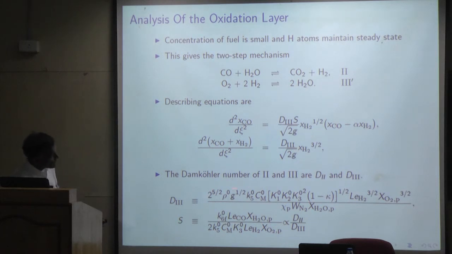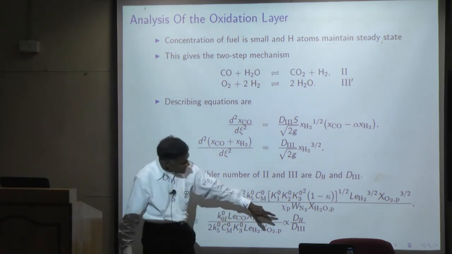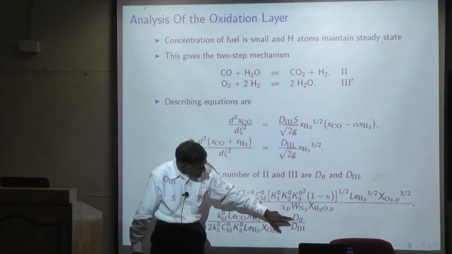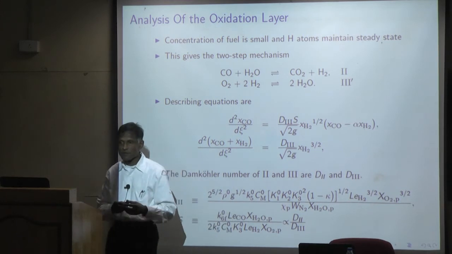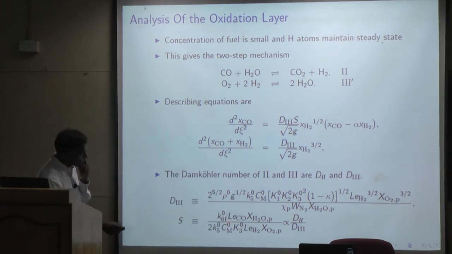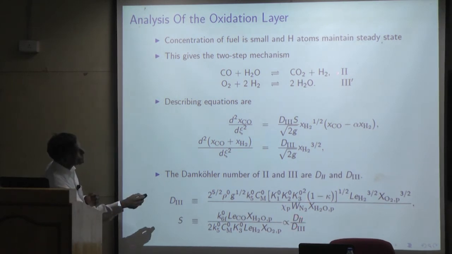And this is the Damkohler number that appears here. This quantity S is a detail. Remember that I said that in the oxidation layer reactions 2 and 3 take place. So this quantity S is the ratio of the Damkohler number of the second reaction to that of the third reaction. So it's the ratio of these two Damkohler numbers.